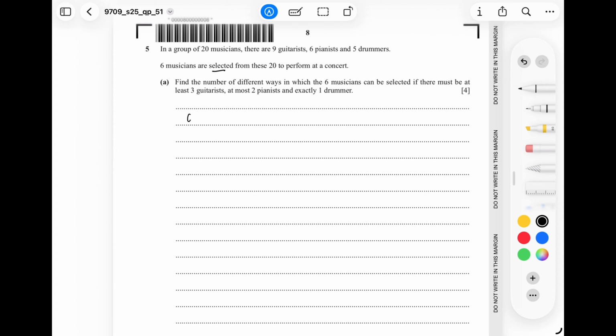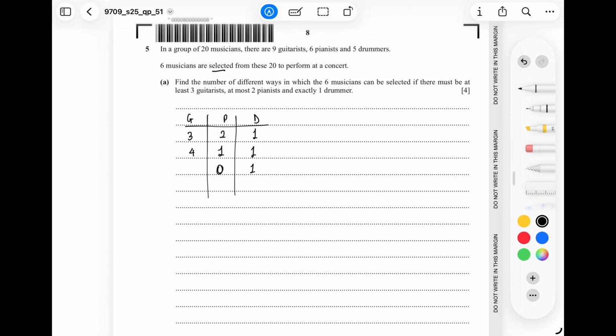Okay, so we have guitarists, pianists, and drummers. Let's start with drummers. Exactly 1 drummer, so the drummer is always going to be 1. At most 2 pianists, so let's start with 2 pianists, because that's the most they can have. And that's going to leave us with 3 guitarists. Now we have 1 drummer again, but at most 2 pianists, so we can have 1 pianist. And that leaves 4 guitarists. We have 1 drummer again, and we go down to 0 pianists.